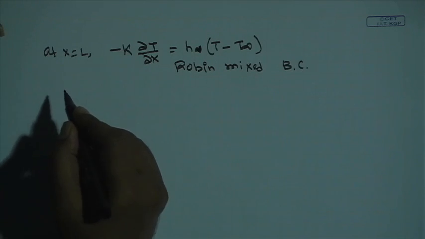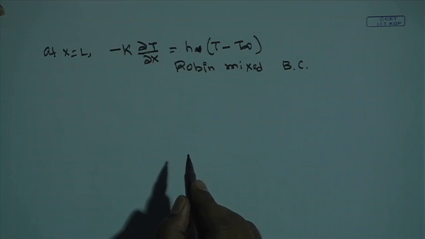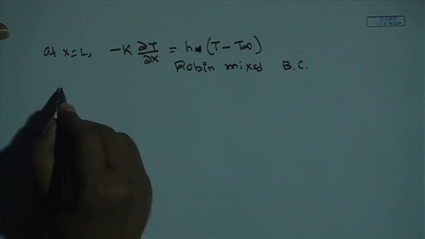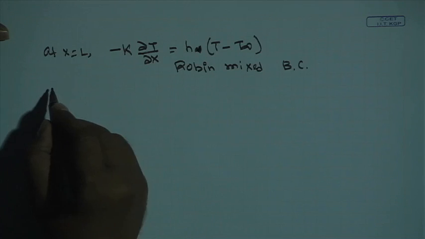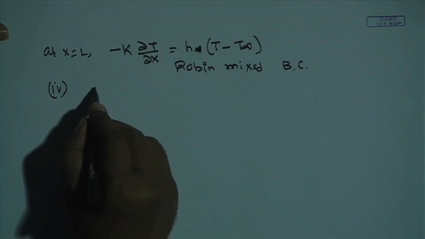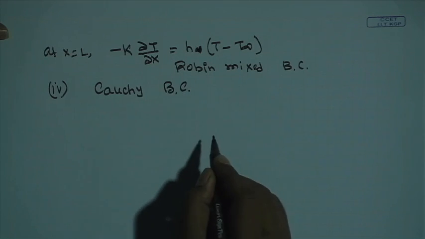So, these three are the typical boundary conditions one will come across in heat transfer, mass transfer and fluid mechanics. Another two types of boundary conditions are quite common in various engineering problems. For example, let us look into the fourth type, the Cauchy boundary condition. If more than one boundary condition is specified at the same boundary, then it is known as the Cauchy boundary condition.